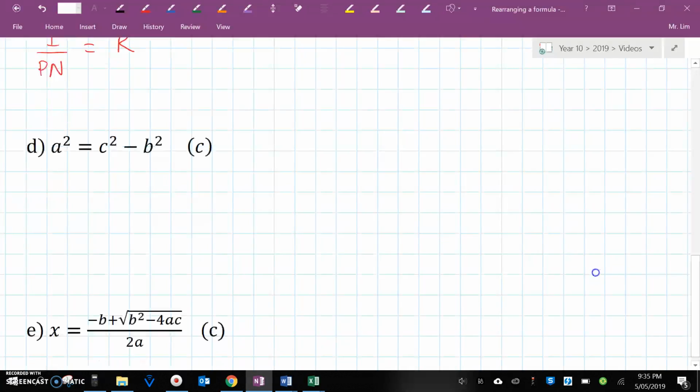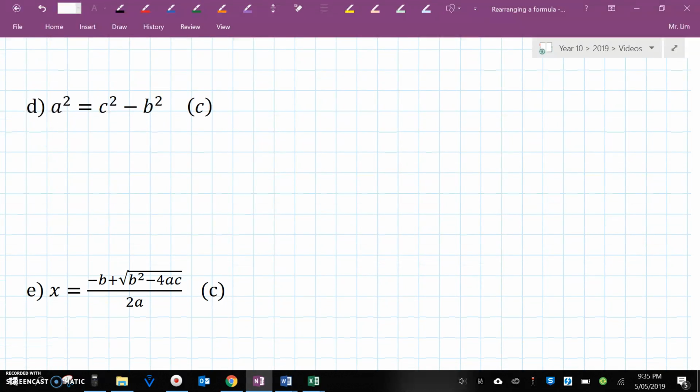In question D, we have a squared is equal to c squared minus b squared. We want c to be the subject of the equation. So we need to get rid of this minus b squared and this squared up here so we can get c by itself. So the first thing we need to do is get rid of that minus b squared by adding b squared to both sides. That leaves us with a squared plus b squared is equal to c squared.